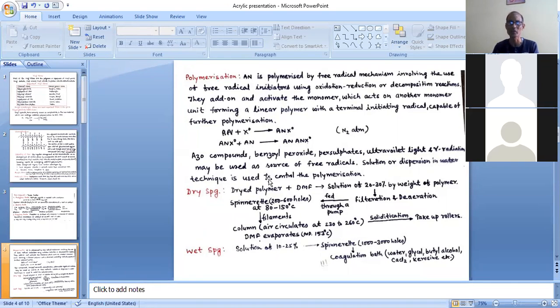Azo compounds, benzoyl peroxide, persulfates, ultraviolet light, and gamma radiation may be used as a source of free radicals. Any one of these can be used as a source of free radicals, which are useful in this polymerization reaction. Solution or dispersion in water technique is used to control the polymerization, to stop this reaction. Details of this free radical mechanism and solution or dispersion techniques you will study in coming semesters in fiber science.